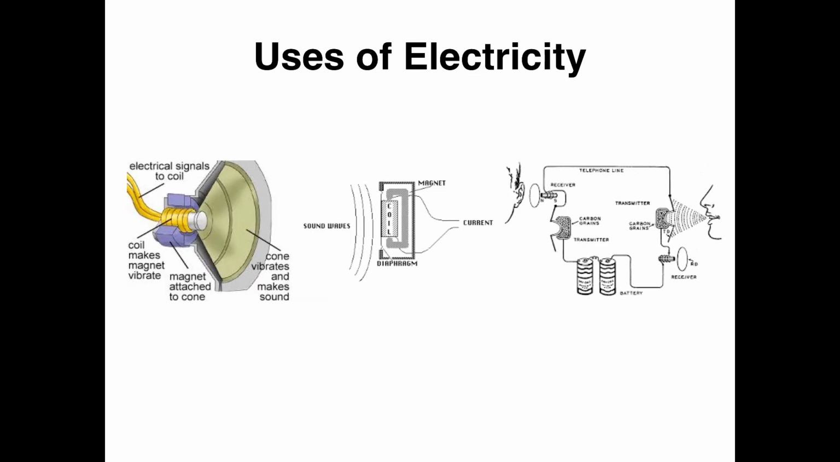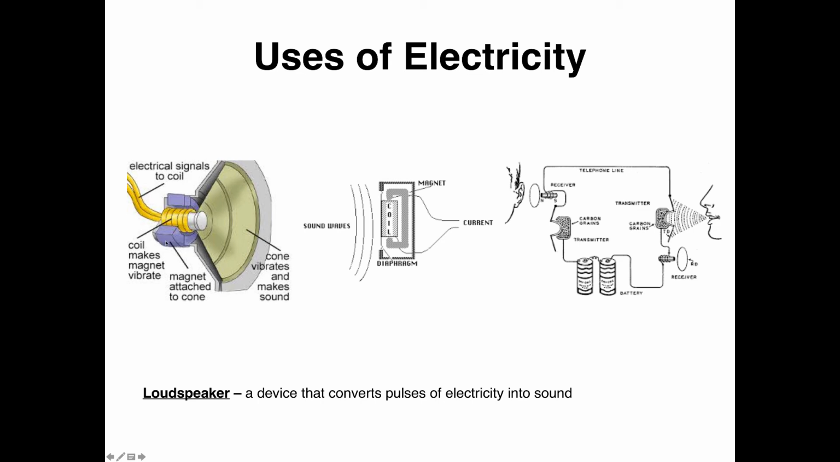Now here we have two sound devices. On the left we have a loudspeaker. On the right we have a telephone, or the way a telephone works. A loudspeaker is a device that converts pulses of electricity into sound. What you can see is the electricity comes in here and goes through a coil and then exits here. So that's the circuit, okay?